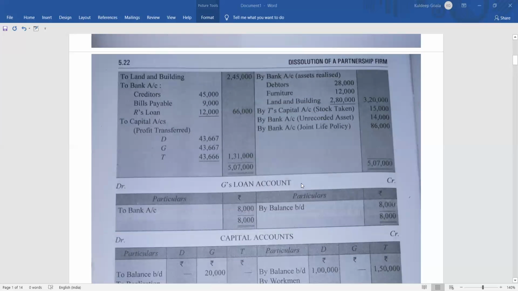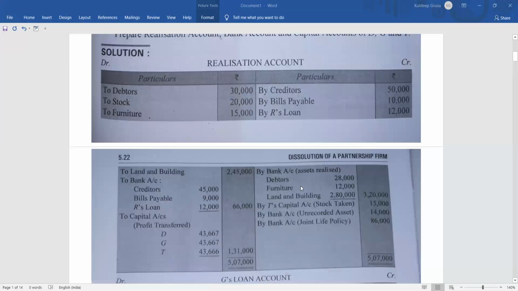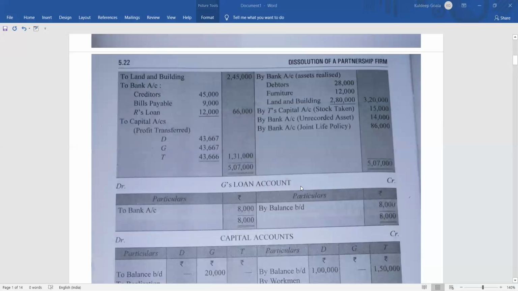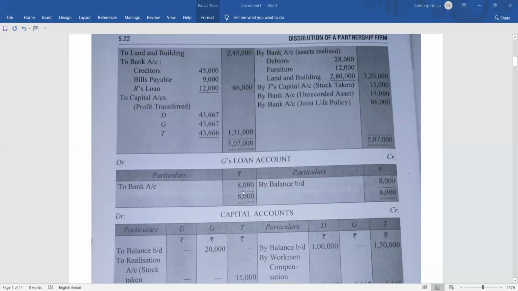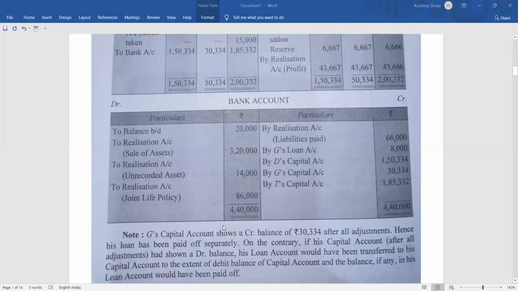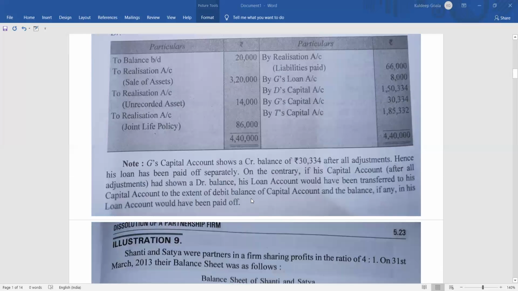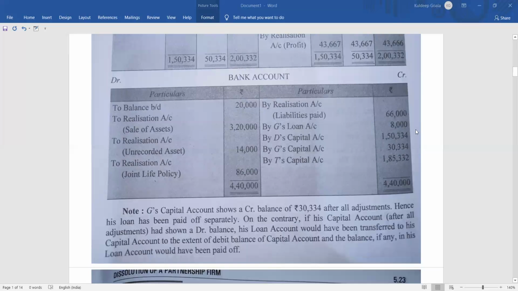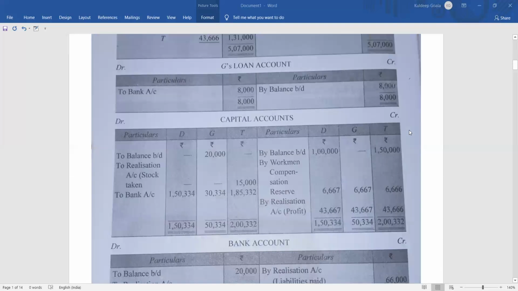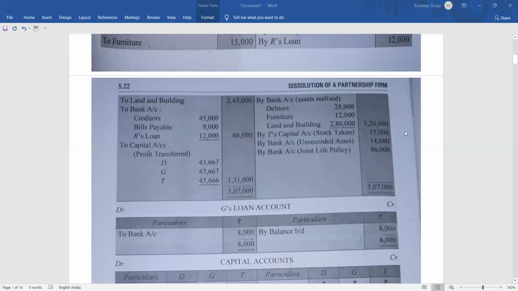The realization account is over, so we'll go to G's loan account. In case of G's loan, we can see that there is only a payment of 8,000. That is, G's loan has been paid. And how is it paid? Through bank. So the journal entry is: G's loan account debit to bank account. So in the bank account credit side it will come, by G's loan account 8,000. You can see here, by G's loan account 8,000.